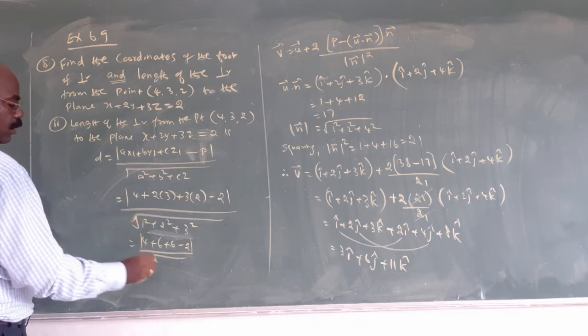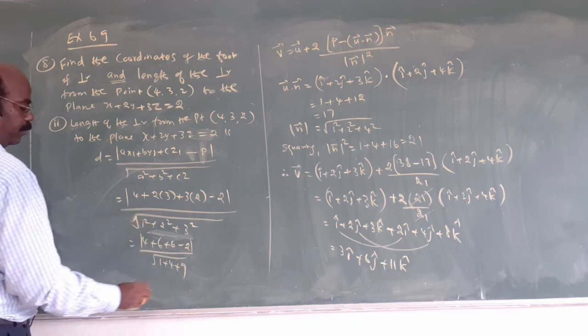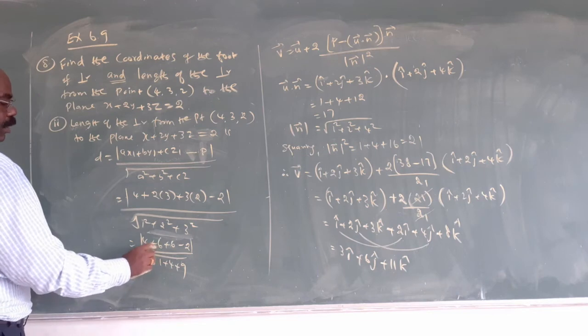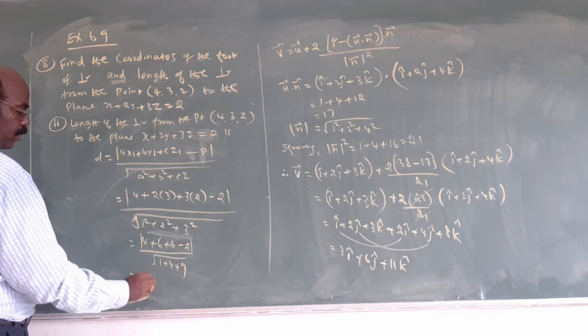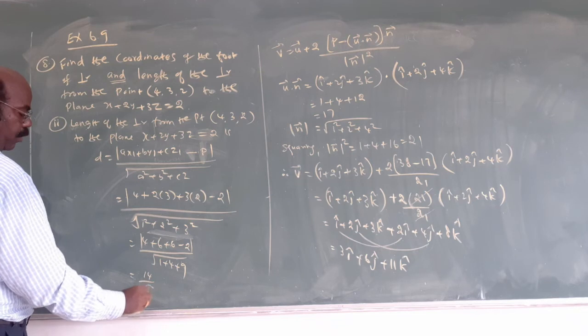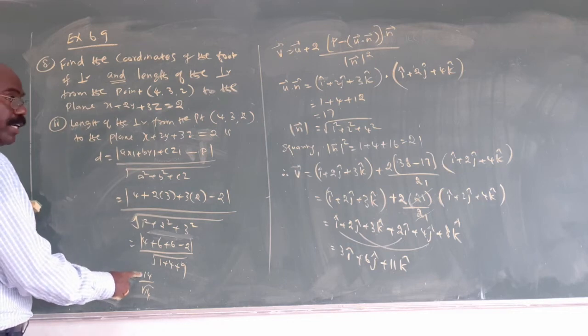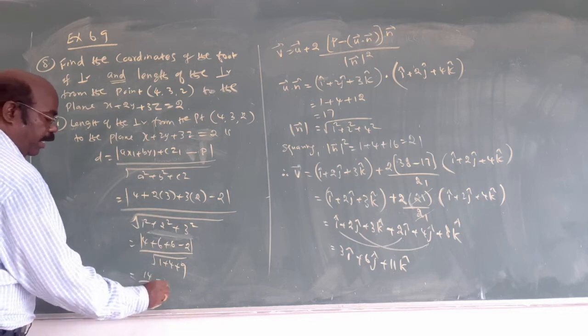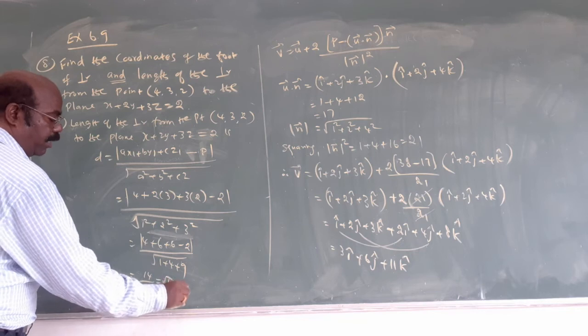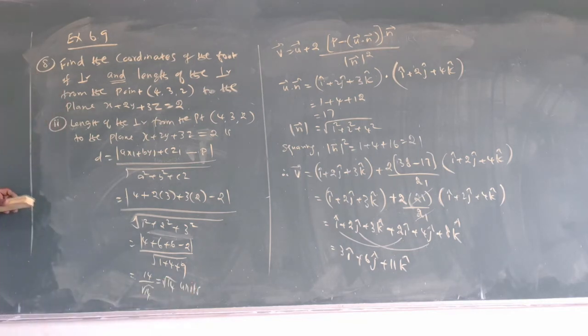Here 1 plus 4 plus 9 equal to 14. 14 by root of 14 can be done as root of 14 times root of 14, and one root cancels, leaving only root 14. This is the first, second sub is an answer. Am I right? Now, what is the name?